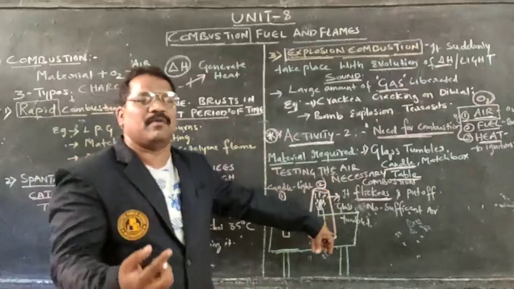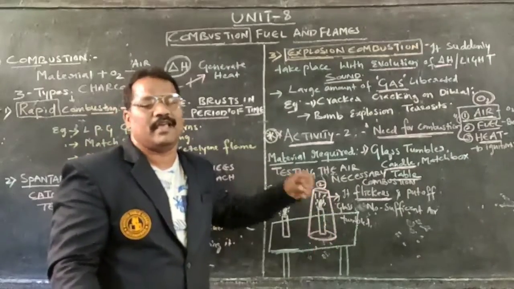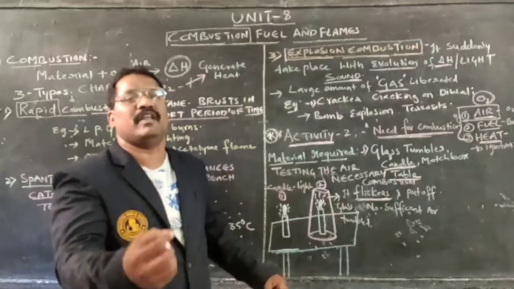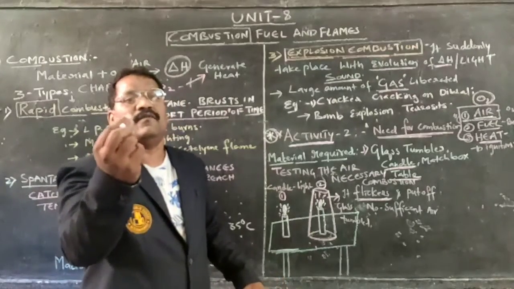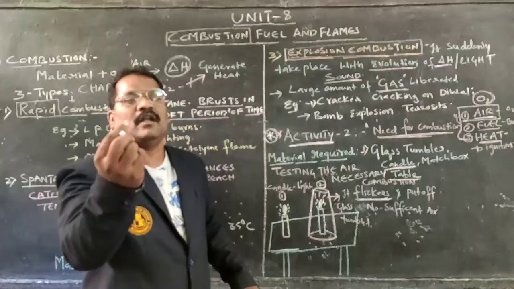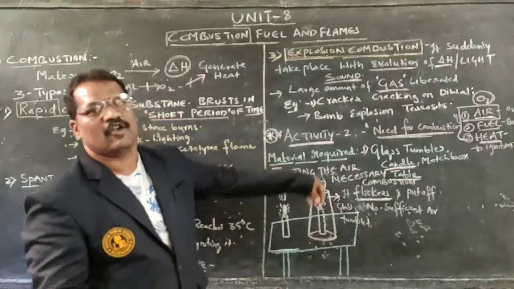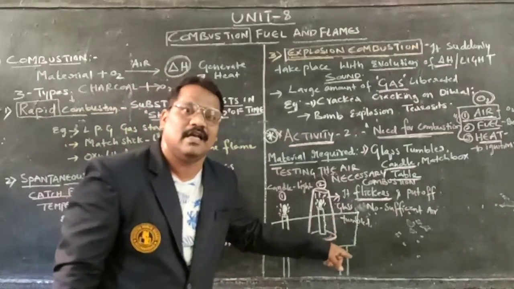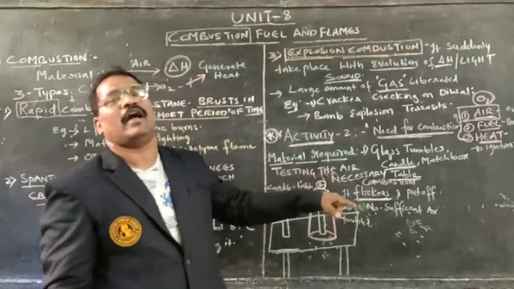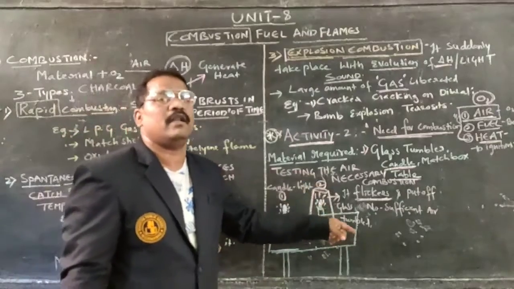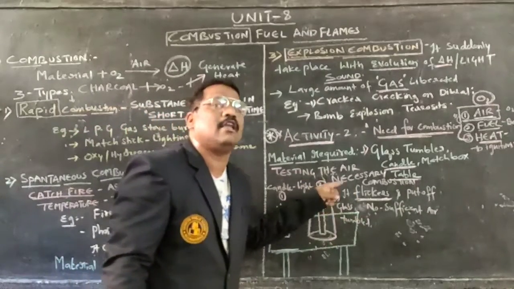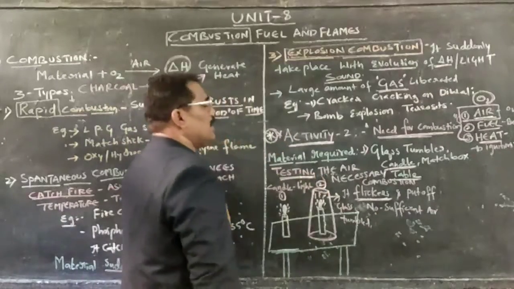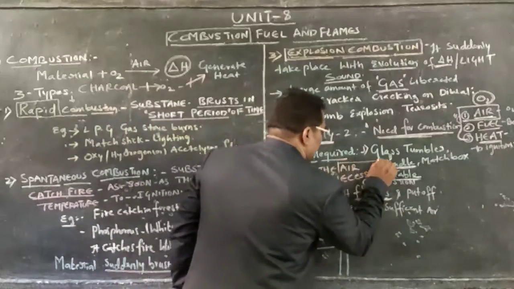Again you place the tumbler on the surface of the table and wait. After a few minutes, you will observe that the flame flickers slowly. As it is flickering, again you raise the tumbler up. So that we can understand clearly that air is required to burn the candle and give a flame. Therefore, we tested the necessity of air.